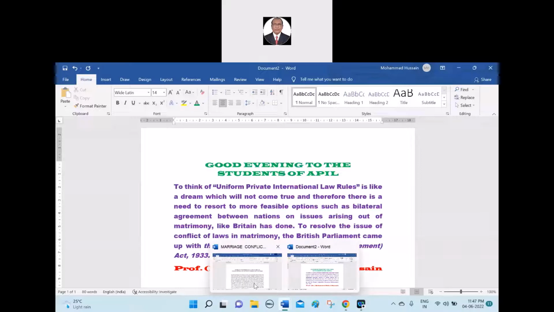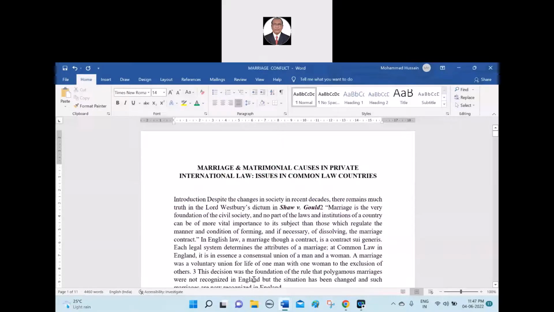Yes, Professor Dr. Mohammed Saheb Hussain. So there would be no uniformity, and hence one would have to do bilateral or multilateral arrangements, or make it reciprocal, for recognition and enforcement of foreign judgments.